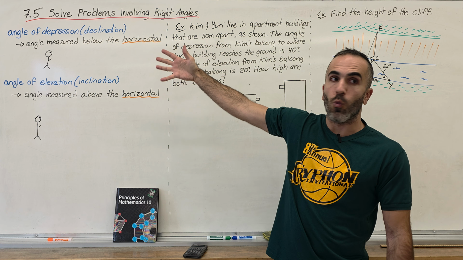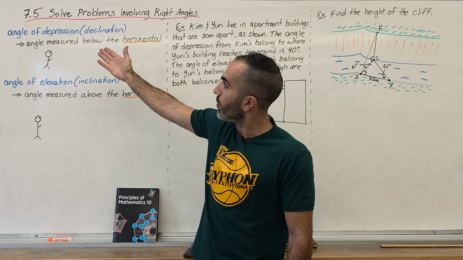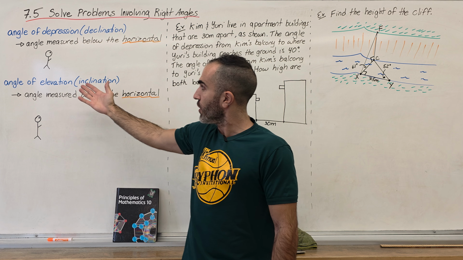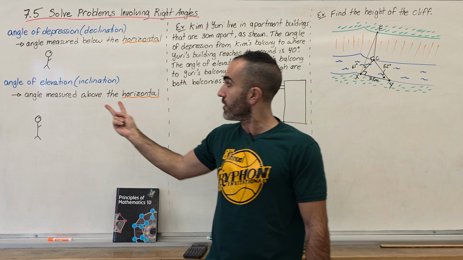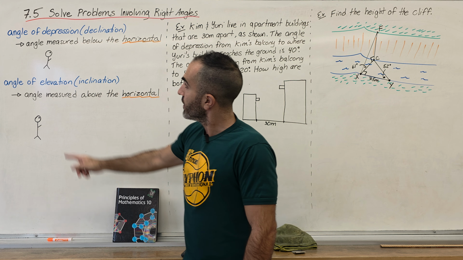So there's two things you need to know in order to convert words into an image. And those are, where do I draw the angles that the question is asking? So you're going to get words like angle of depression or angle of declination. And you're going to get a word like angle of elevation versus angle of inclination. These are synonyms. You can get one or the other. Now, this is the angle.